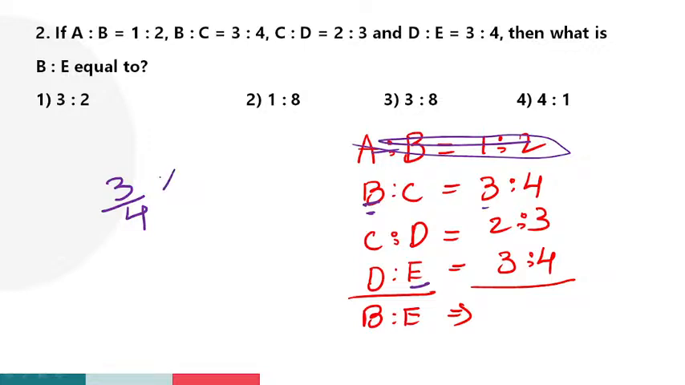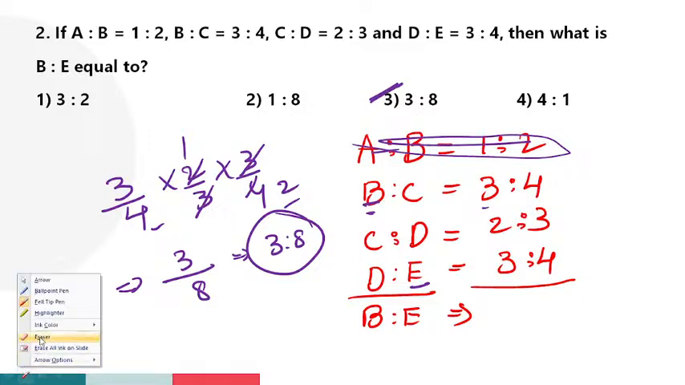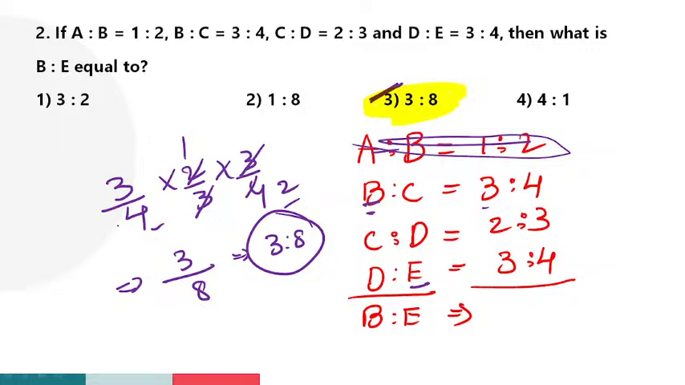3:4 can be written as 3/4, and 2:3 can be written as 2/3, and 3/4. Okay, so let me calculate. 3 cancels, 2 ones are 2, and 2 twos are 2. Any cancellations? I think no cancellation. Numerator is how much? 3. Denominator is 4 twos are 8. So the answer is 3:8, guys. 3:8. So that's why option 3 is the right answer, guys. Very good, somebody said the answer. Excellent. 3:8. Clear, all of you?